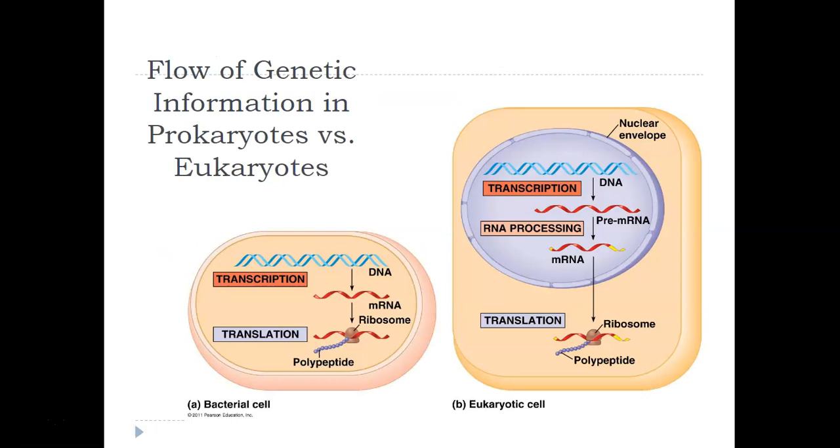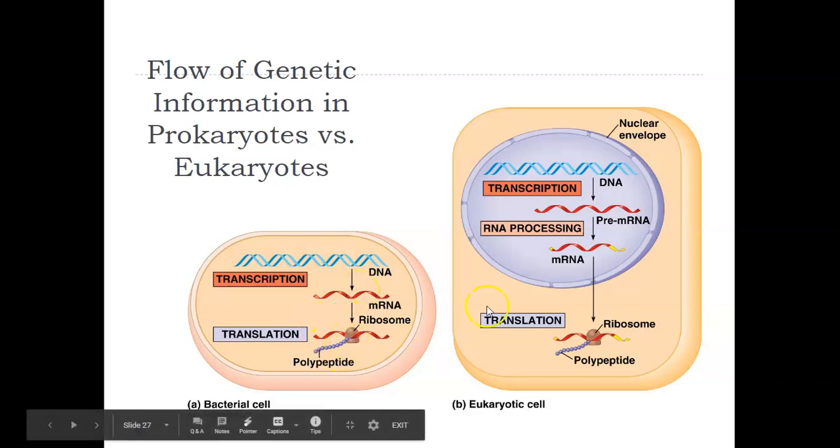On the left, you'll see a prokaryote. Because they don't have a nucleus, all the action has to happen in the same part. They have their DNA in that circular, double-stranded format, and then from that DNA, it gets turned into mRNA in the cytoplasm, and then there's the ribosome.